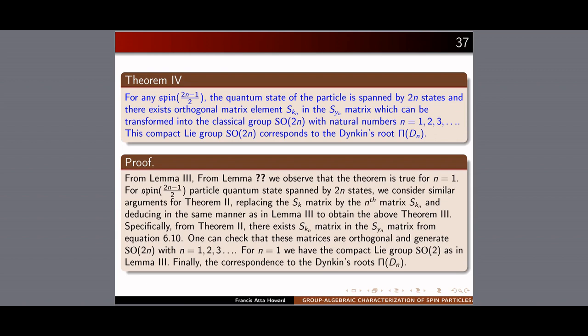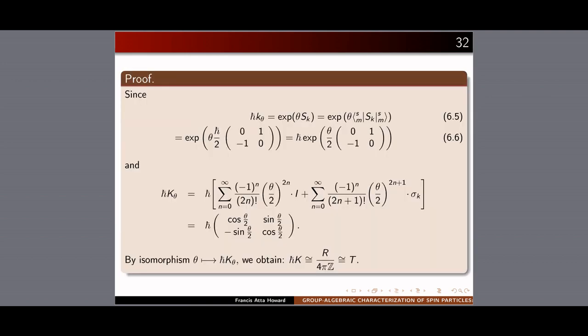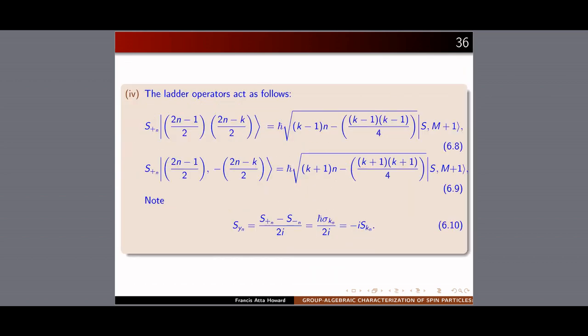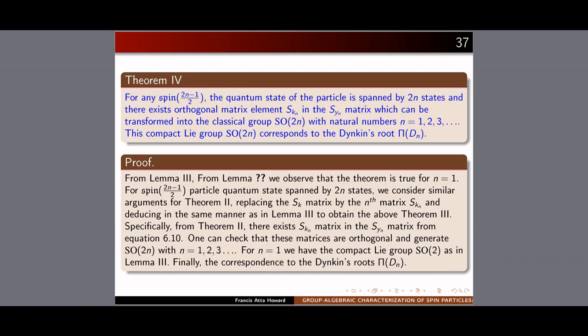Since we observe from the rotational form that I proved for the SK, I had SO2, which is a compact subgroup. And this compact subgroup has been shown in the Iwasawa decomposition, which is this element, cos theta over 2, sine theta over 2, minus sine theta over 2, cos theta over 2, which is a torus. And this is the same form, but in the nth dimension. So for the nth dimension, we have an SO2n.